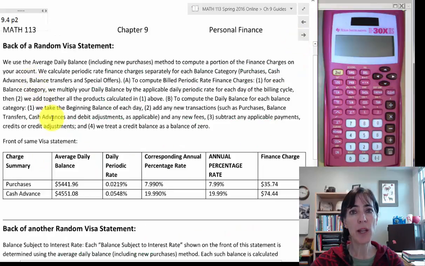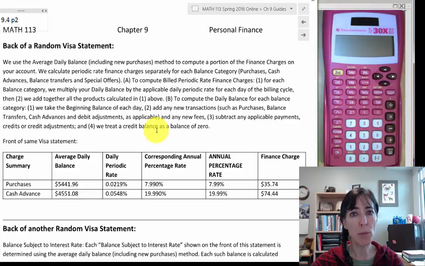So let's look at the back of two different Visa statements. I typed up what I had on a couple of statements that I had, and you can see all of the verbiage here. They're trying to explain to you exactly how they calculate the average daily balance, the daily periodic rate, and then the finance charge.